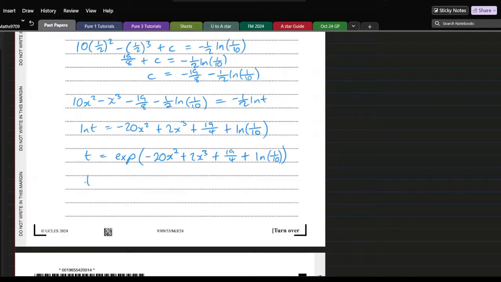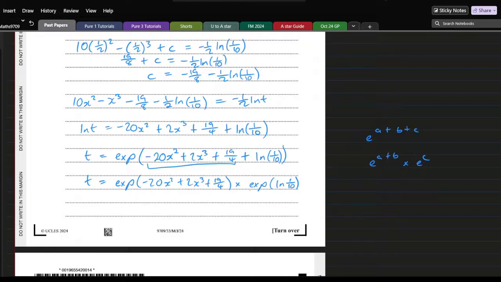because we can write this as t is equal to the exponential of these first 3 terms, that's negative 20x squared plus 2x cubed plus 19 over 4, times the exponential of ln 1 over 10, right? Because here, remember, using laws of indices, if you've got, for example, e to the a plus b plus c, this can be written as e to the a plus b multiplied by e to the c. That's basically what we've done here.